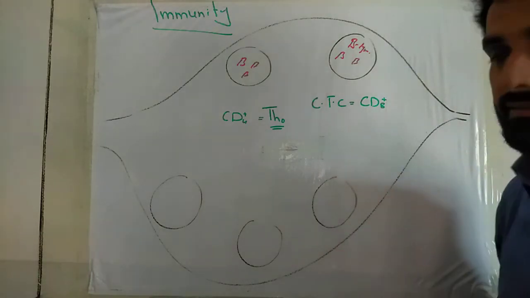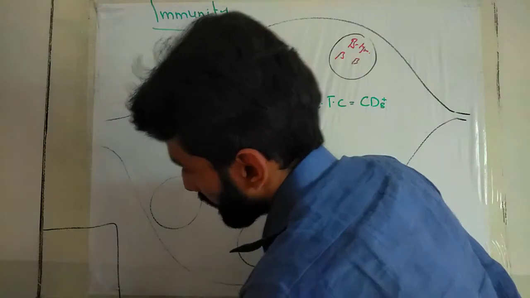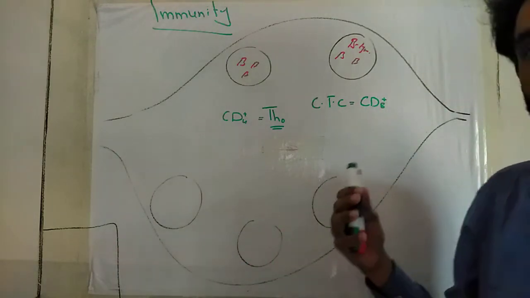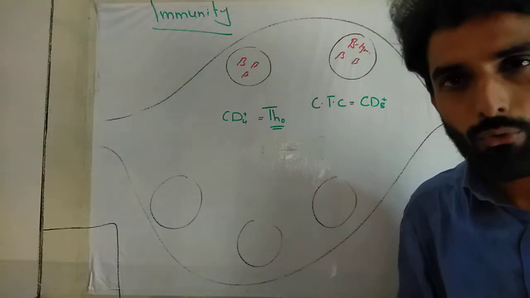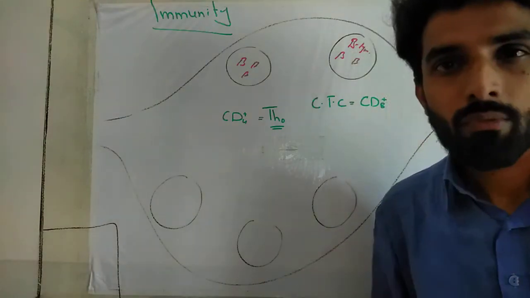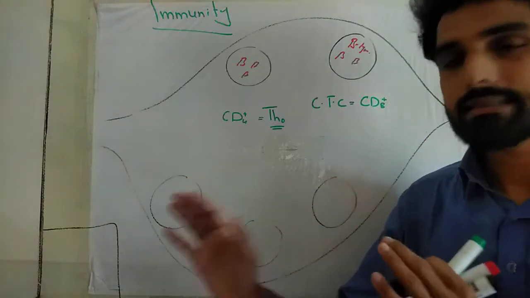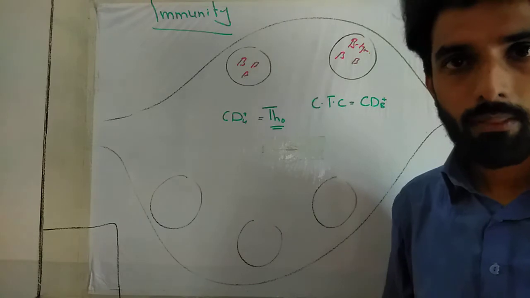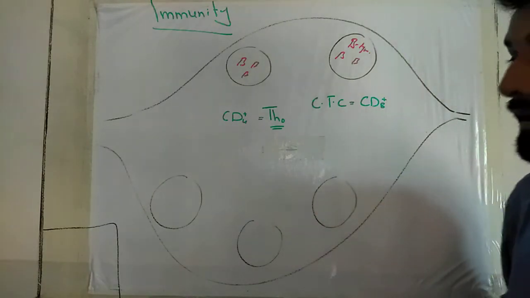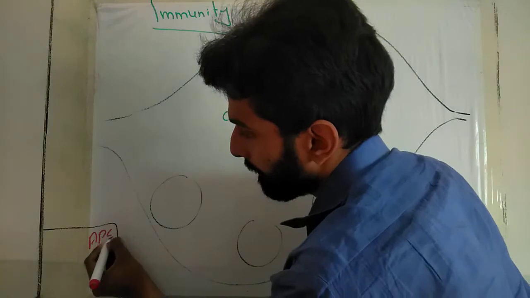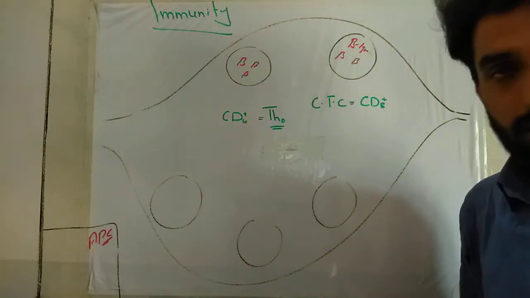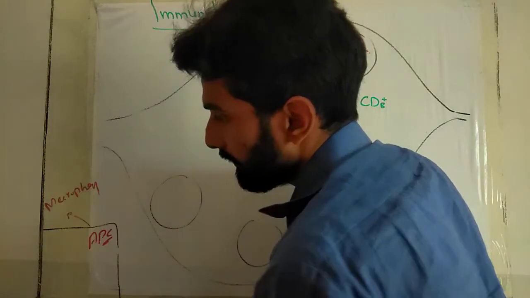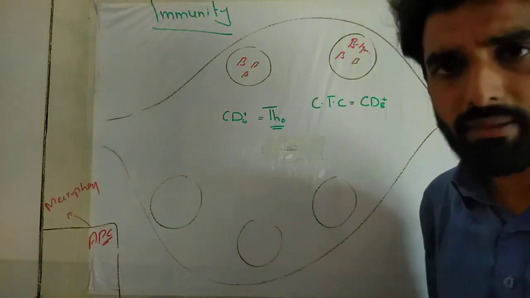As I have explained in the previous class, whenever there is an infection in any tissue of the body, in every tissue there are some specific innate cells present, like macrophages, neutrophils, and dendritic cells. They are always present there. Some of these cells are called APCs, antigen presenting cells, and the examples of APCs are macrophages, dendritic cells, and B cells.